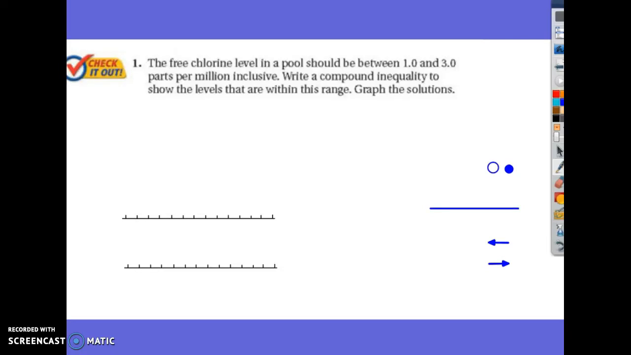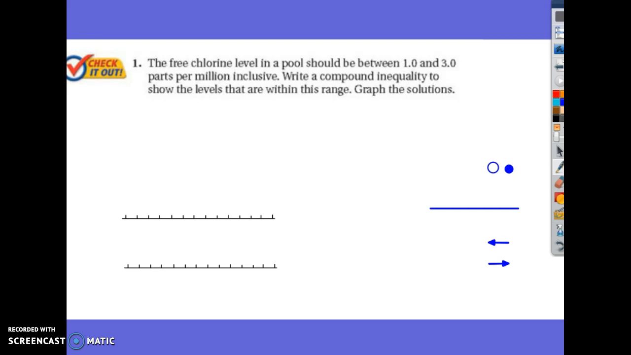Okay, ladies and gentlemen, today we are working on solving compound inequalities. The inequalities you have seen so far are simple, and when two simple inequalities are combined into one statement by the words "and" or "or," the result is called a compound inequality. So, let's take a look at one example.